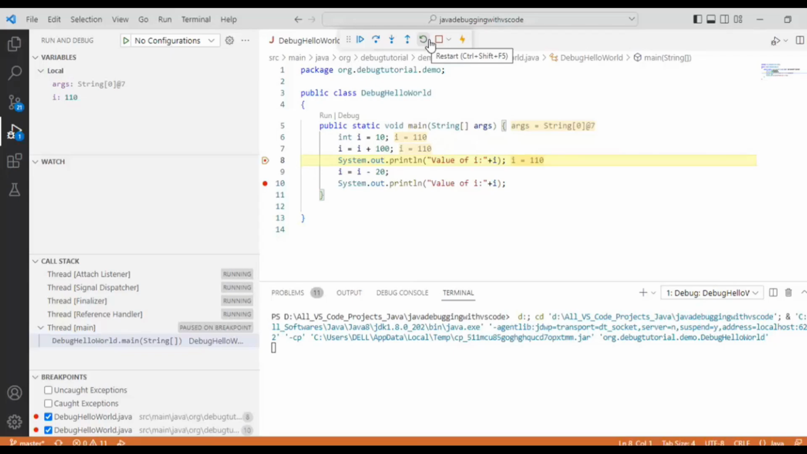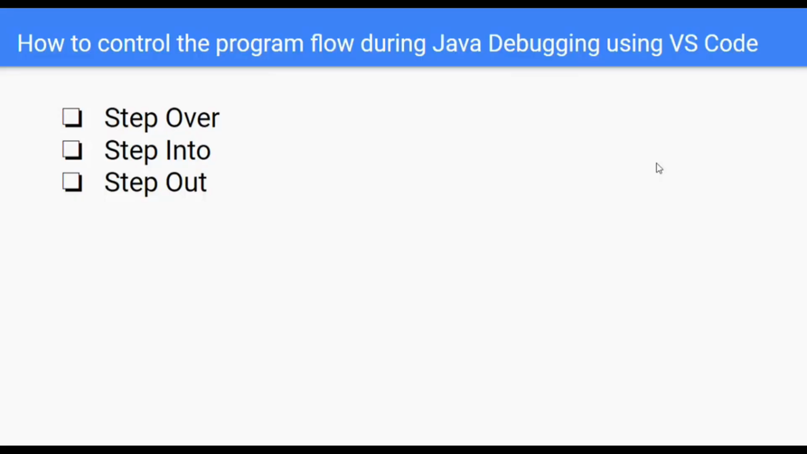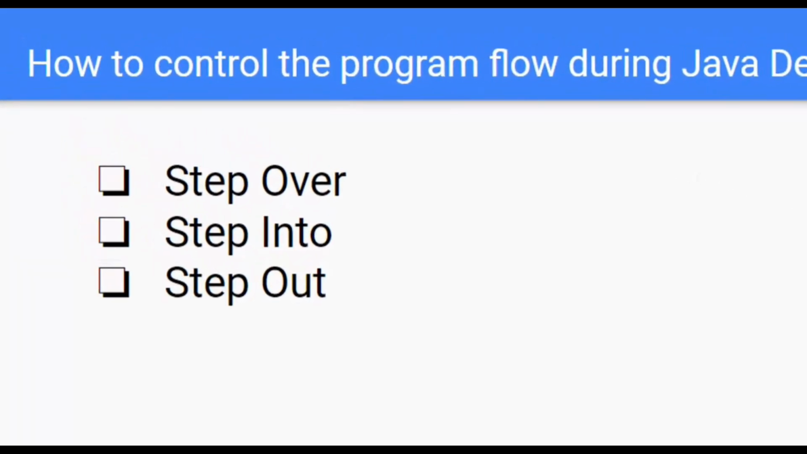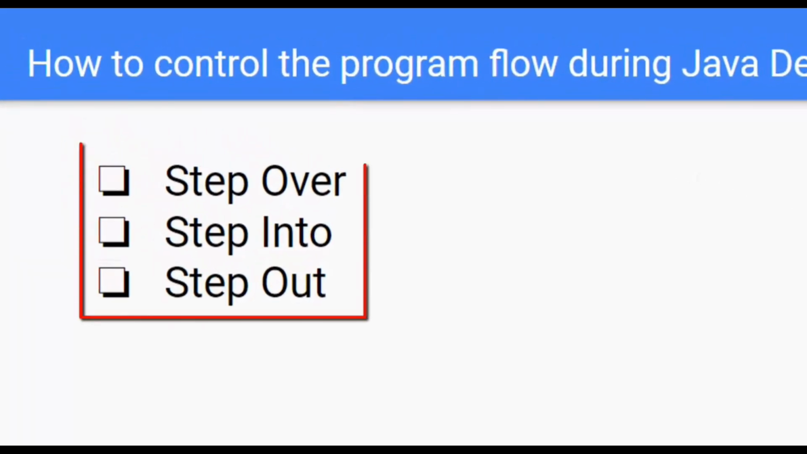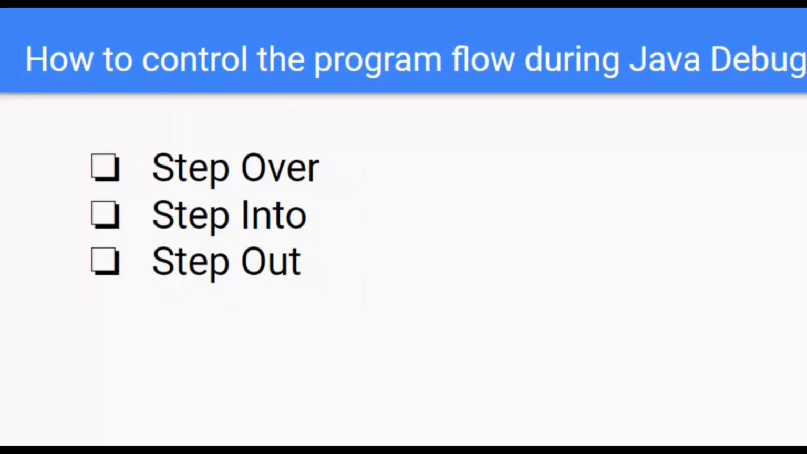There are many other important things. There are many other important parts while we are debugging the code, like using the features like step over, step in, step out. We will learn those in the upcoming lessons. In this lesson, we are going to learn how to control the program flow during Java debugging using VS Code. And for that, there are three important features: step over, step into, and step out. These three things we will focus on.